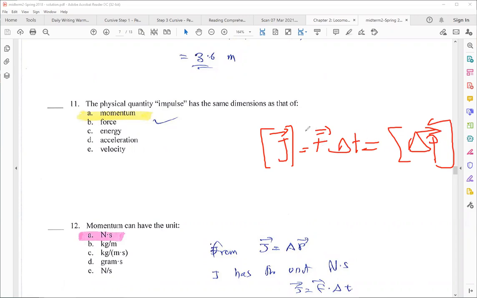So the dimension of momentum is equal to the dimension of force times delta T, or you can separate them, force separate and delta T separate, and it's Newton seconds. So it's Newton second, and this is exactly what we have here. Okay, so I'll stop here for now.